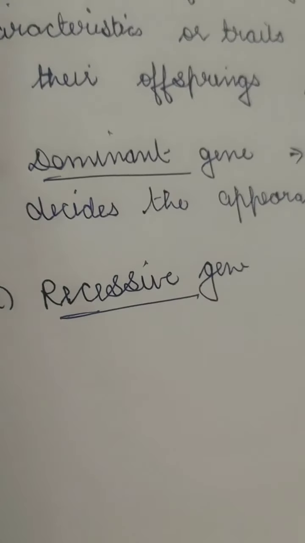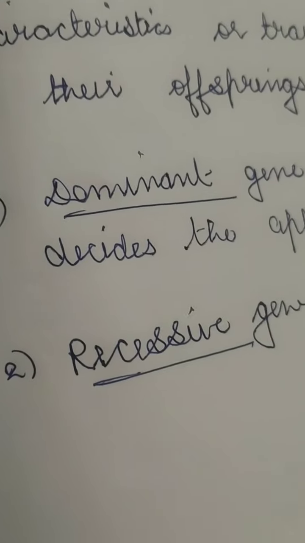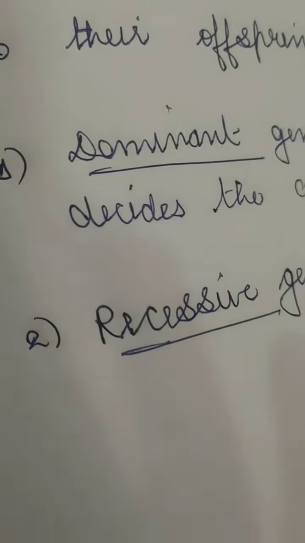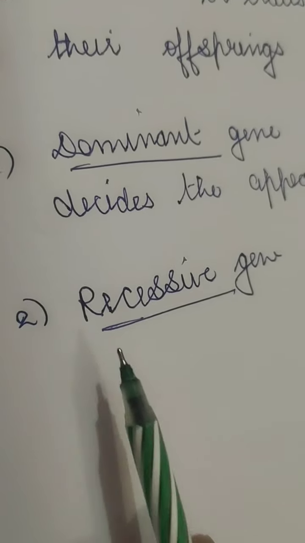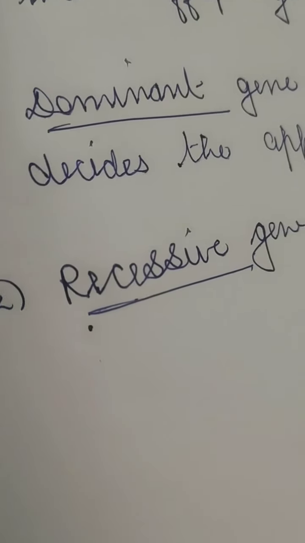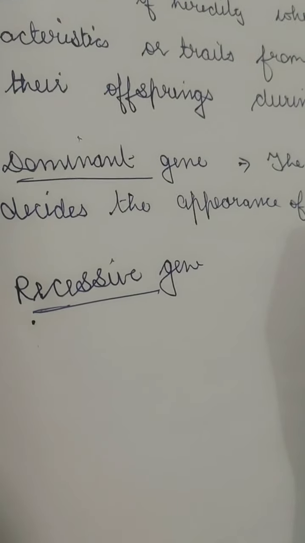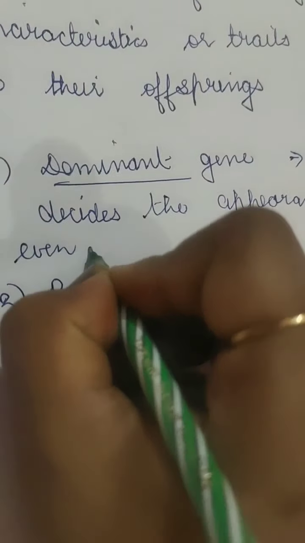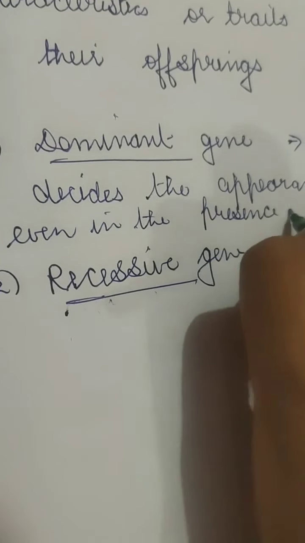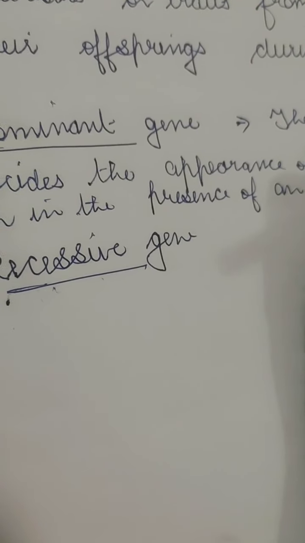If a baby has blue eyes, that means the dominant gene was for blue eyes, and if the baby has black eyes, that means the dominant gene was for black. The color which is not in the baby is the recessive gene. The other gene which is not able to give its characteristic to the person is known as the recessive gene. The gene which decides the appearance of an organism even in the presence of an alternative gene is called the dominant gene. It will dominate.